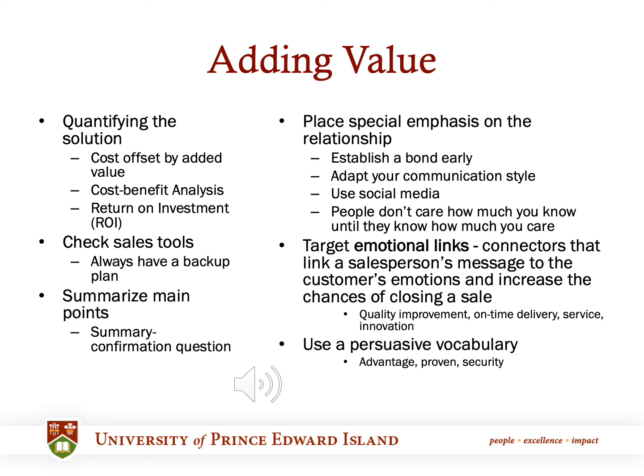You want to target emotional links and make connections between the salesperson's message and the customer's emotions to increase the chances of closing the sale. So things like that are important to your customer: quality, being on time, service, innovation. What are those things that are important to your customer, and how can you embed those into your presentation and communicate those? And use persuasive vocabulary, talking about advantages, proven, security. What are the buzzwords that are really relevant to your client in their business? And make sure you're using those words.